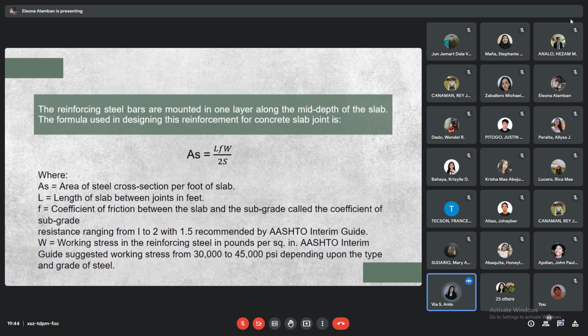F is the coefficient of friction between the slab and the subgrade, called the coefficient of subgrade resistance, ranging from 1 to 2, with 1.5 recommended by the AASHO interim guide. W is the working stress in the reinforcing steel in pounds per square inch. The AASHO interim guide suggests a working stress from 30,000 to 45,000 psi depending upon the type and grade of steel.